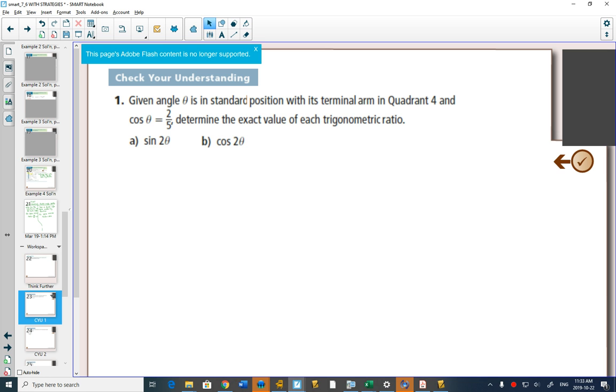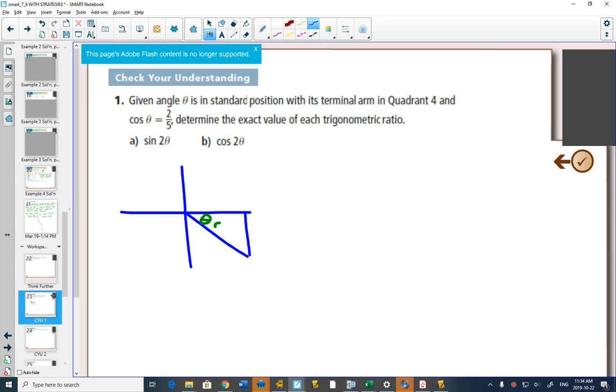This should already trigger in you a strategy you've used a lot of times. What do you do when they tell you cos is 2/5 and it's in quadrant 4? What have we done almost every single time with a question like this? We've drawn a triangle. Where did we draw that triangle? We drew that triangle in quadrant 4 because it told us it's in quadrant 4. We went back to our nearest x-axis so that this would be our reference angle. And if cos is 2/5, we would know adjacent over hypotenuse. We could do a squared plus b squared equals c squared and find the other side if we wanted. Square root of 21.